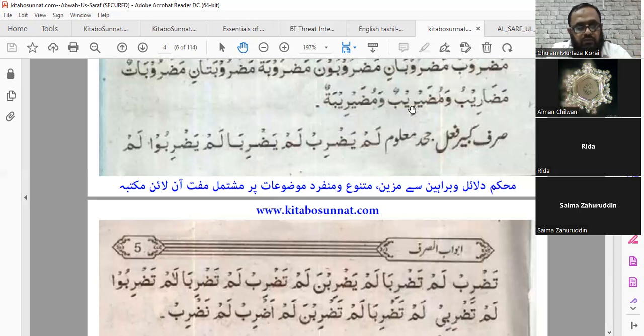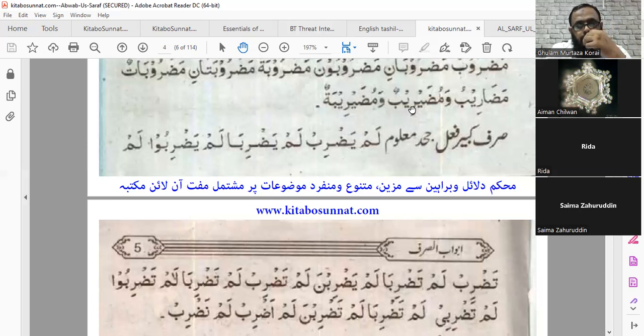When lam enters, the noon is dropped and becomes lam yadribu. Instead of yadribuna, it becomes lam yadribu, and tadribuna becomes lam tadribu. Very good. And there's 2 noons that are never dropped, in jama' muannath ghaib and jama' muannath hadir. So it's lam yadribna and lam tadribna. And the other one we need to make note of is the wahid muannath hadir.